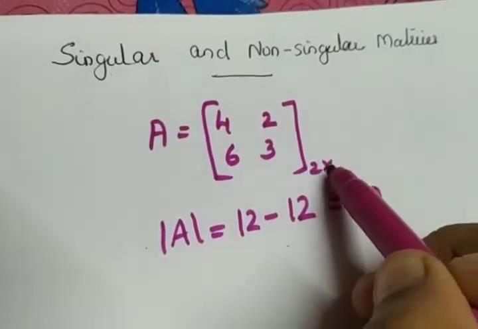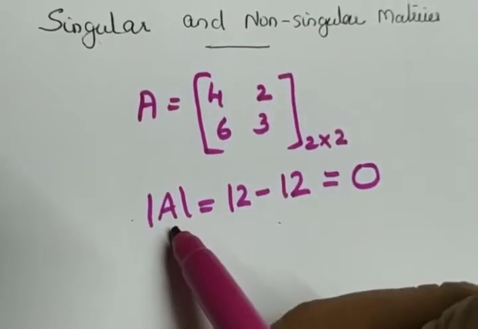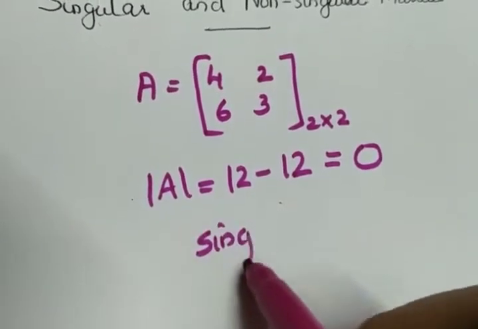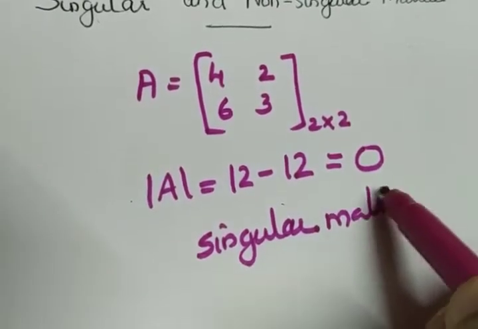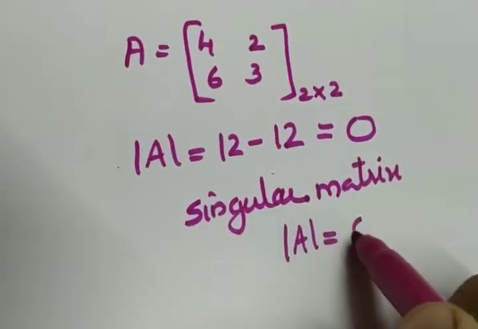It's a 2 by 2 matrix. It's a square matrix whose determinant value is 0. Such a square matrix whose determinant value is 0 is termed a singular matrix. So what is a singular matrix? A square matrix is said to be singular if the determinant of that matrix is equal to 0.